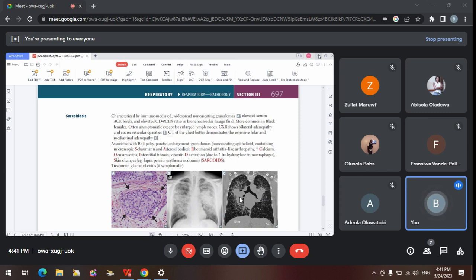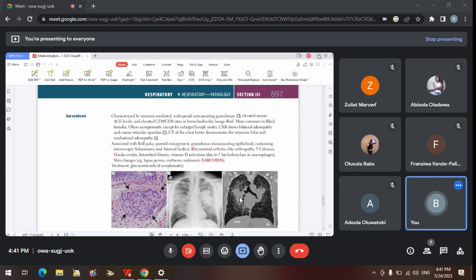How do you want to treat them? Just give them glucocorticoid if they are symptomatic, because in most situations you might not even have any symptoms. But once they are symptomatic, you have to take care of the process so that it doesn't escalate. Give them glucocorticoid, acting as an anti-inflammatory agent that can slow down the inflammatory process.